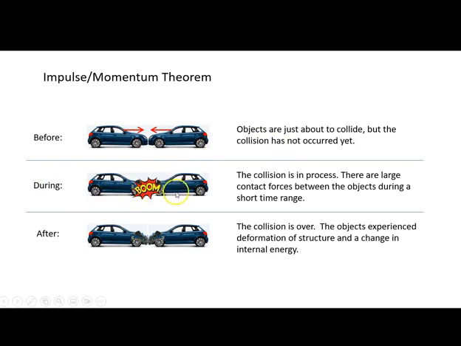Then during, right? Then there's the actual collision where the front ends are crumpling in. It all maybe takes a fraction of a second. And then the after effect. In this case, the cars are now at rest and their front ends are deformed. And these are the three states we're interested in. There's a before, objects just about to collide. There's a process that involves very large contact forces between the objects over a short amount of time. And then the collision's over, and the objects have experienced a deformation of their structure and had a change in internal energy.